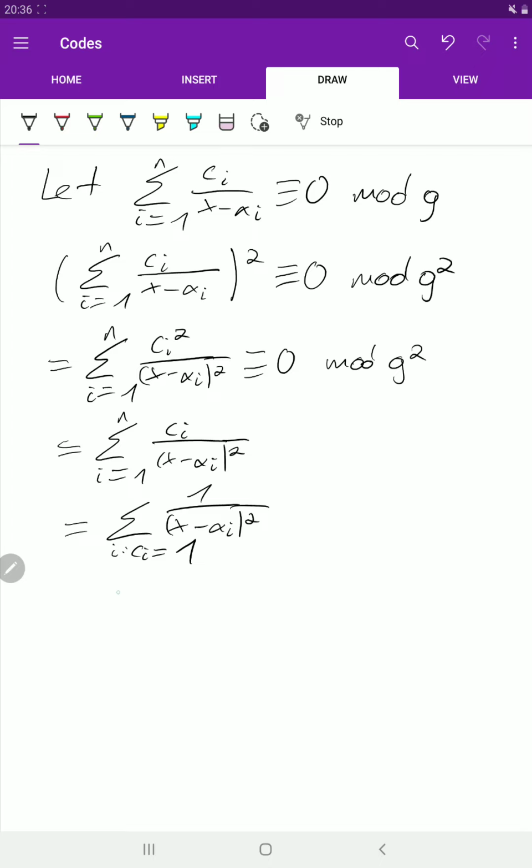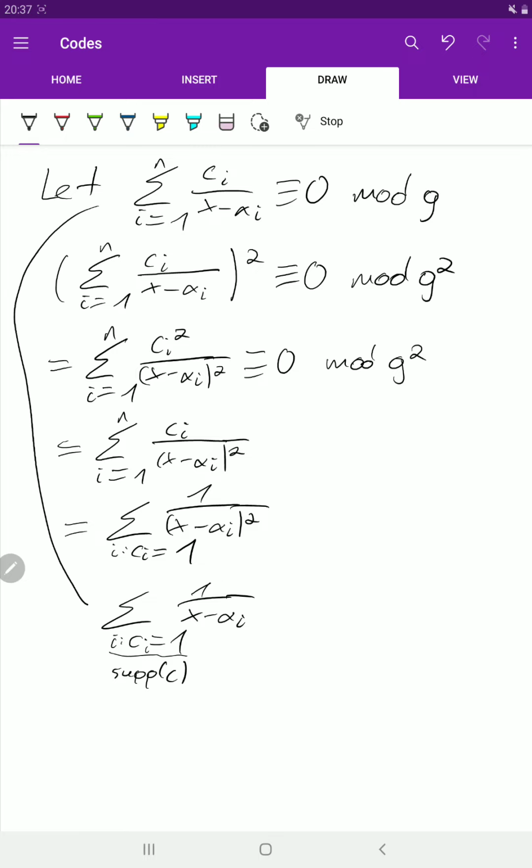Probably, well, we could have recognized it from the start, but this here we could write as the sum over i where the ci are 1, so we could write this set also as the support of C. It's called the support. Then 1 over x minus alpha i. So this is this thing here, and this is 0 modulo g.